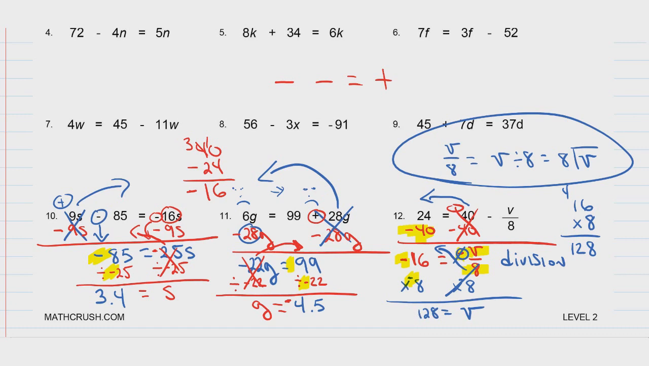But remember, you don't have to write the positive sign. It's actually up to you. It's not wrong or right. I just don't write it. So it's v equals 128. And guess what? We are done.